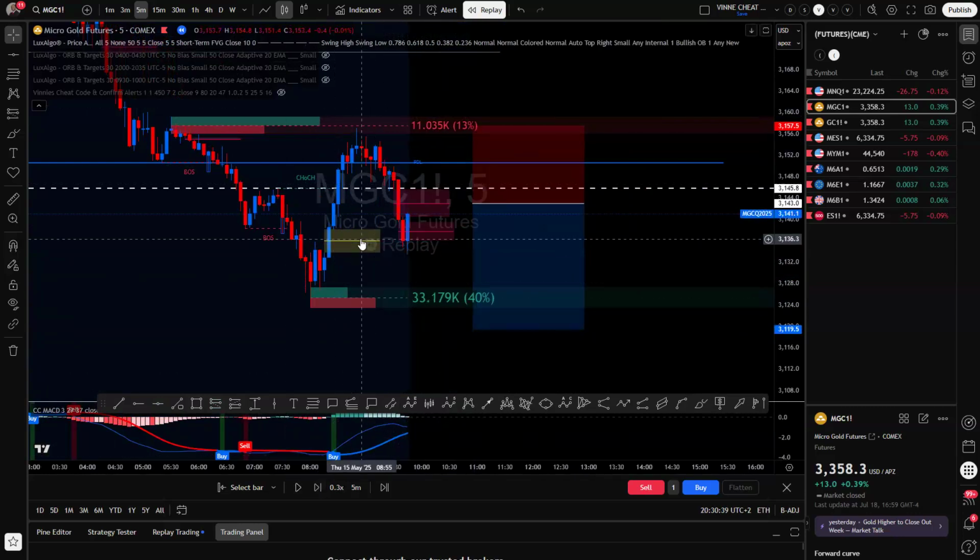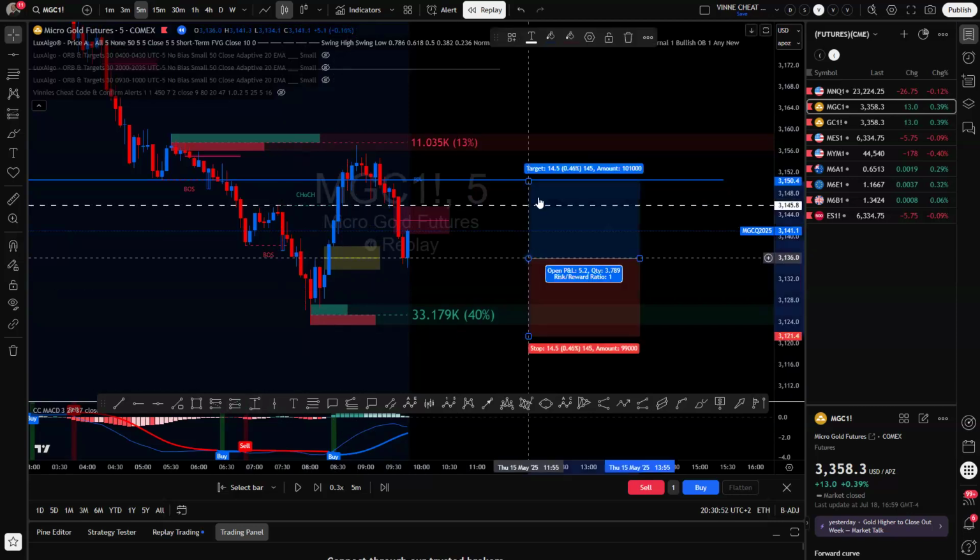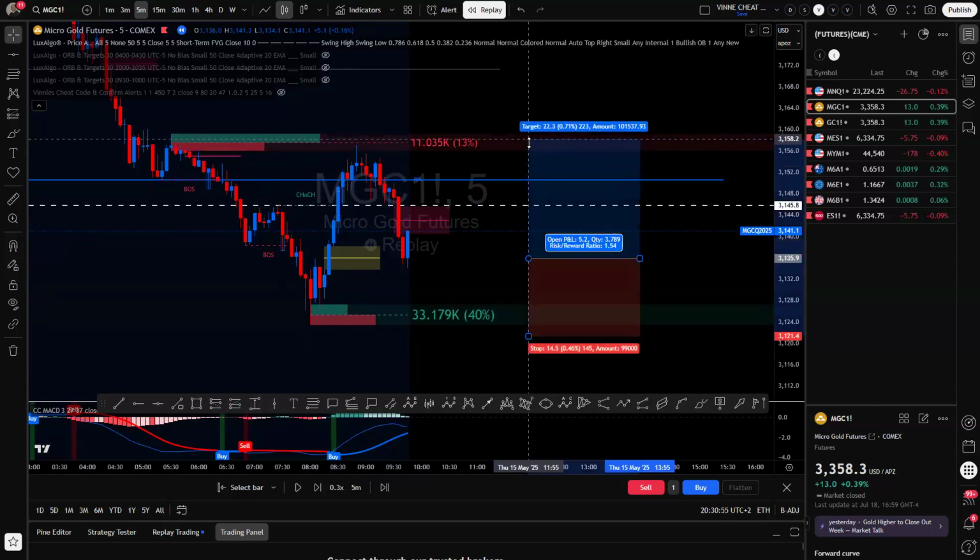Unless they're testing this fair value gap. So actually I take that back. I didn't see that. So this wasn't mitigated yet. They didn't mitigate half of this yet. So this might be an indication to actually buy all the way up to here.